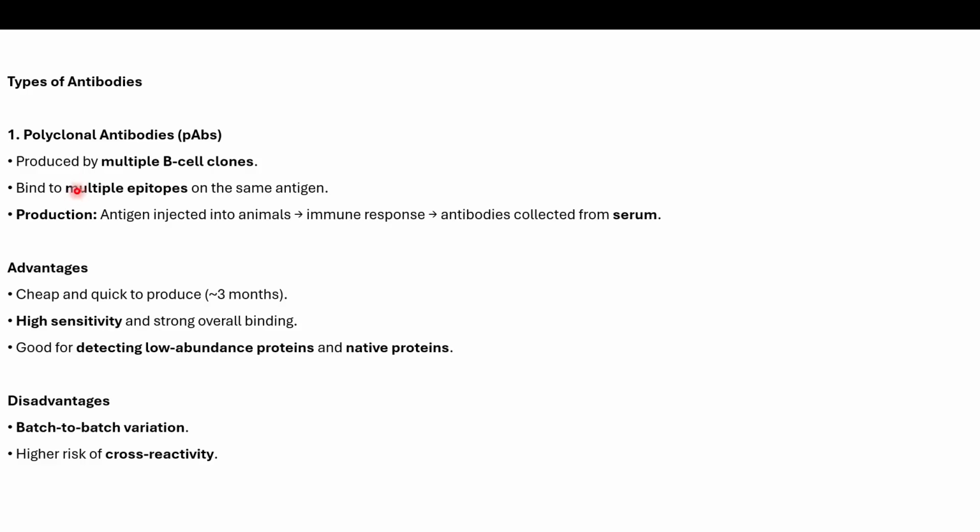So, the advantage of polyclonal antibodies: it's a cheap and quick way to produce antibodies, which is done within 3 months. It has high sensitivity and strong overall binding. It is good for detecting low abundance proteins and native proteins. However, each batch of antibodies secreted by the B cell clones can have variations, and there's a higher risk of cross reactivity.